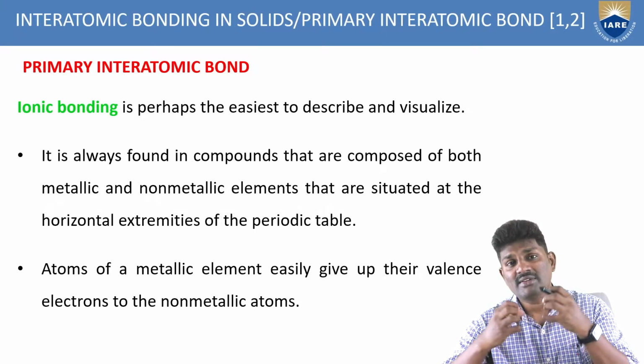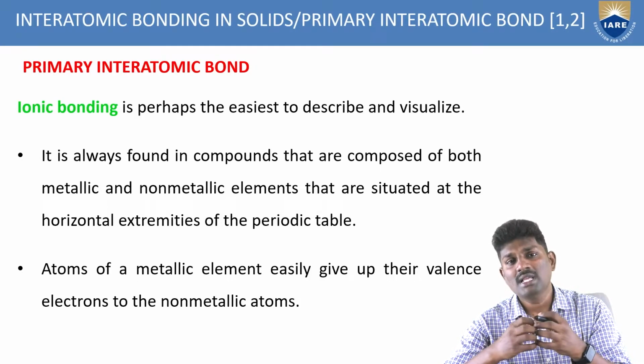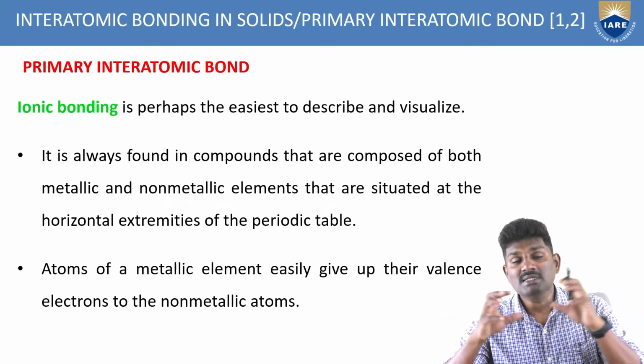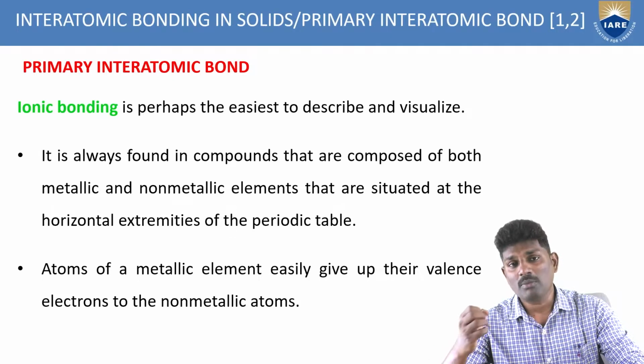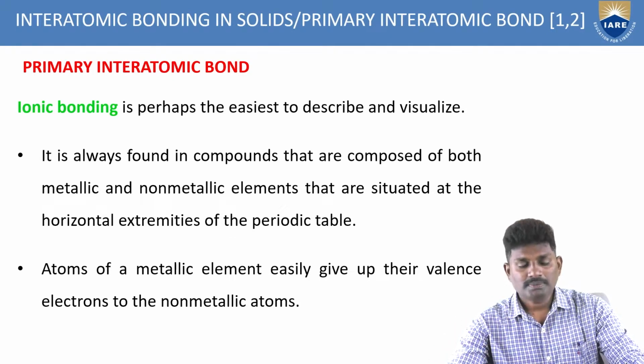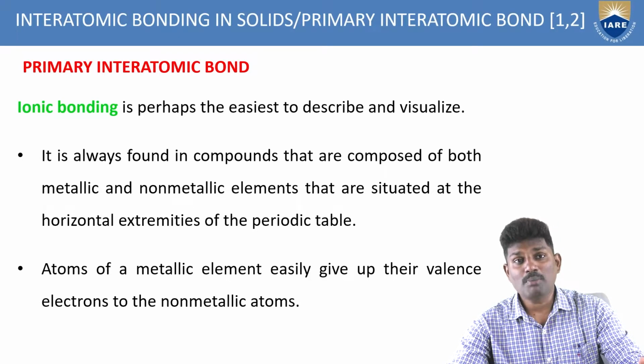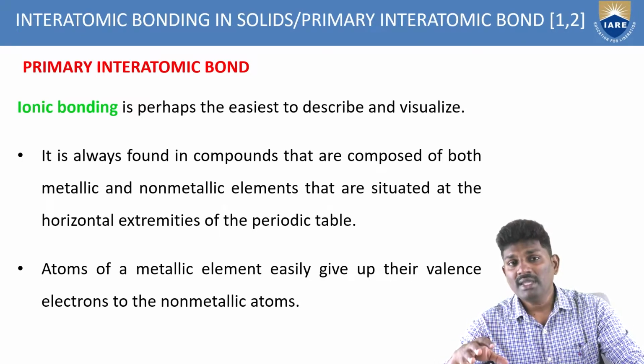So how can we generate this strong force of attraction? By the arrangement of the atoms inside the structure, that is the atomic structure of the material. How we have to design in order to get the strong bonding, we'll see now. In this ionic bonding, it is always found in compounds that are composed of both metallic and non-metallic elements. So where we can find this type of ionic bonding means where the metallic and non-metallic compounds are existing.